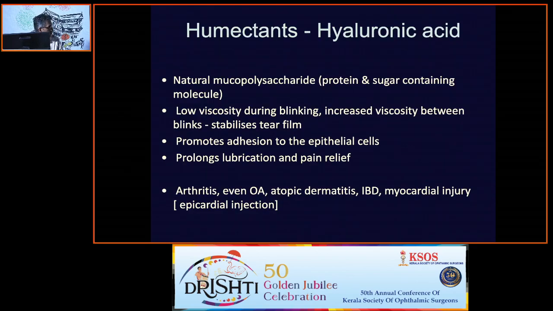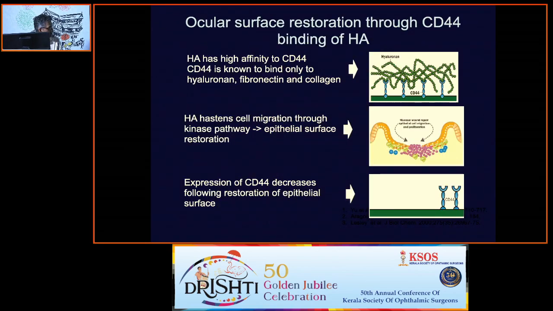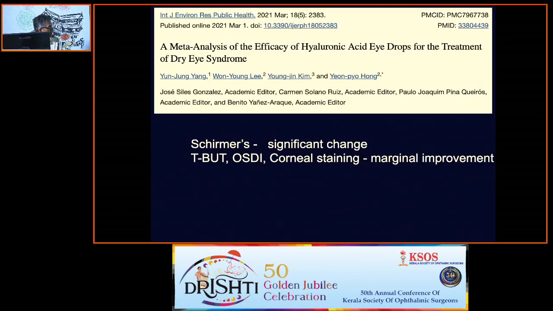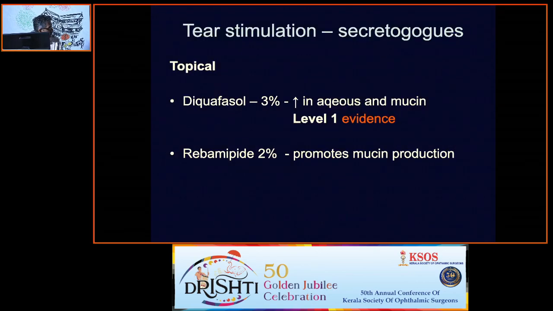The other important category is the humectants, which involves hyaluronic acid. It has a good mucoadhesive action. It has a reparative process also. It attaches to CD44 cells, and it is known to cause a healing process of the epithelium. And the hyaluronic acid CMC combination is a good one. And there is a meta-analysis which tells that the combination is really useful. I think a lot of options are there nowadays.